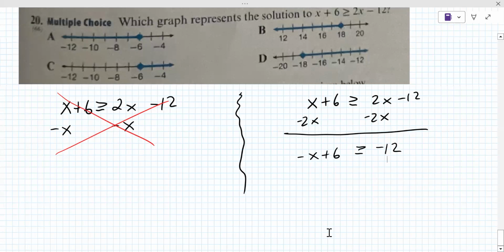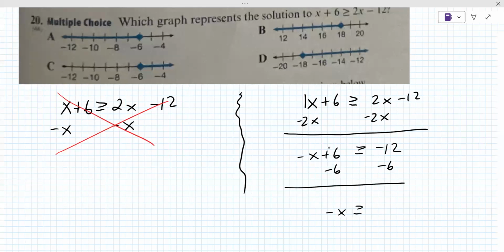Wait, since you're subtracting negative 2x from that side, yes. Think of it as going into the negative. So you have $1 and you owe someone $2. You now owe them $1. Oh, okay, now I see. Yeah. Okay, so then you subtract 6 from both sides. Yes. So you have negative x greater than or equal to negative 18.